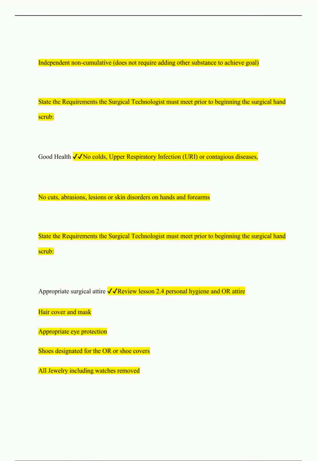State the requirements the surgical technologist must meet prior to beginning the surgical hand scrub. Appropriate surgical attire: review lesson 2.4 personal hygiene and attire. Hair cover and mask. Appropriate eye protection. Shoes designated for the OR or shoe covers. All jewelry, including watches, removed.